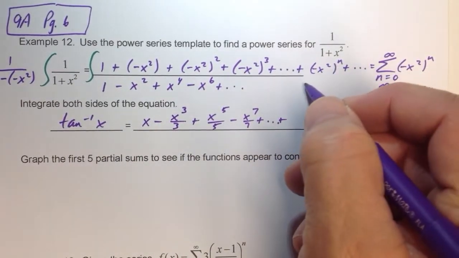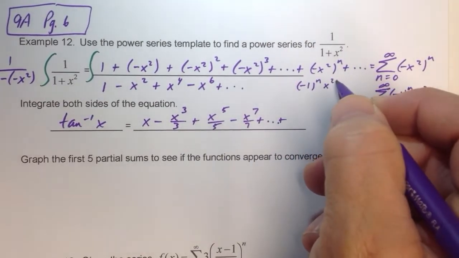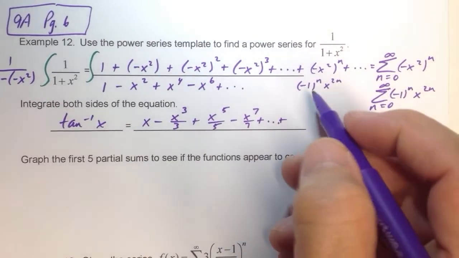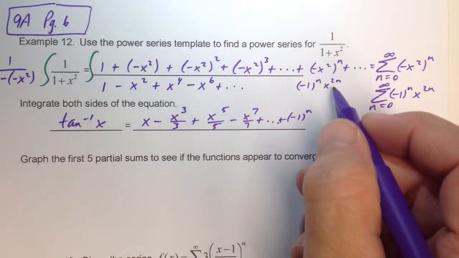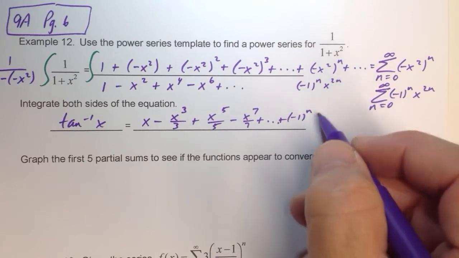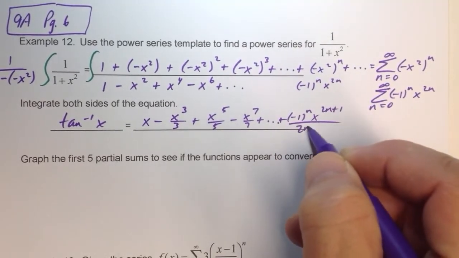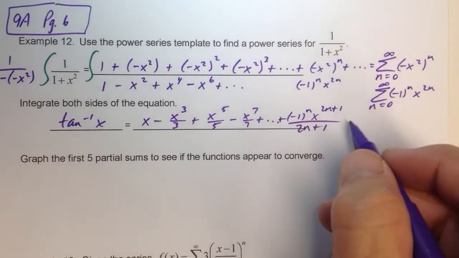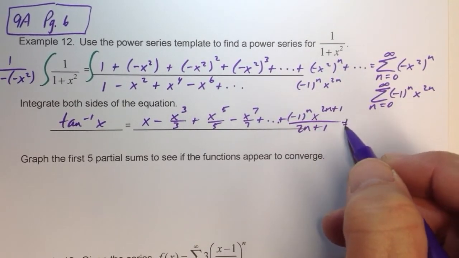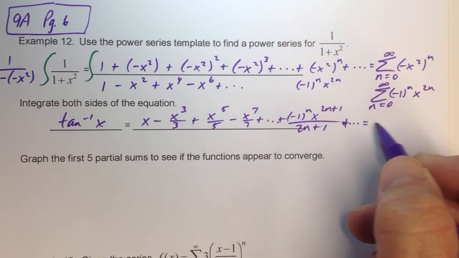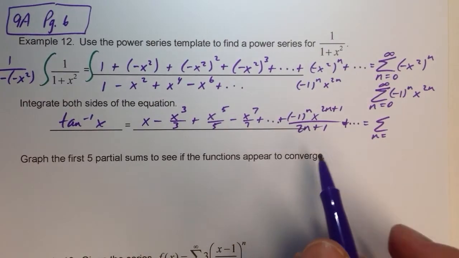Actually, this would be a little bit easier if we just rewrite this as negative 1 to the n, x to the 2n, because that negative 1 to the n is still going to stay with us. Then remember, you add 1 to the exponent, x to the 2n plus 1, and then you divide by that exponent as well. And then it should have a plus dot dot dot there. Then that's equal to the sum, n equals, so what are we going to start n at?